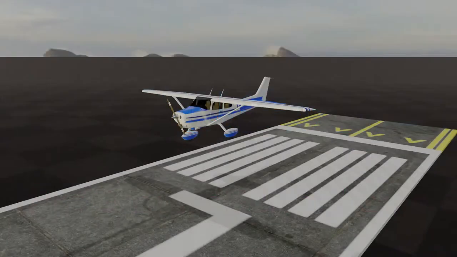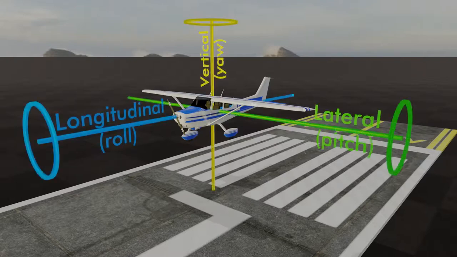An aircraft's motion can be described as rotation around three axes. These three axes are the vertical axis, the longitudinal axis, and the lateral axis. The axes of an aircraft are three imaginary lines that pass through an aircraft's center of gravity. All three axes pass through the CG at 90-degree angles to each other.